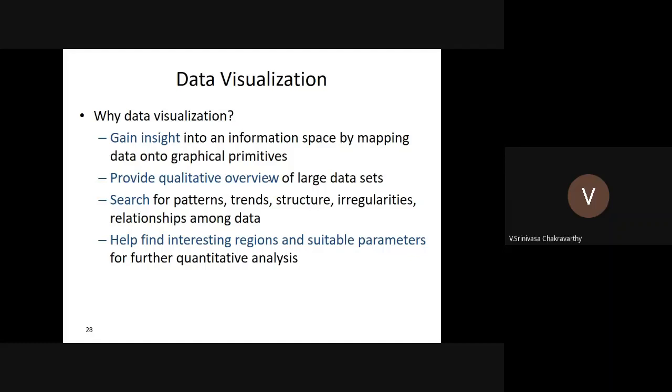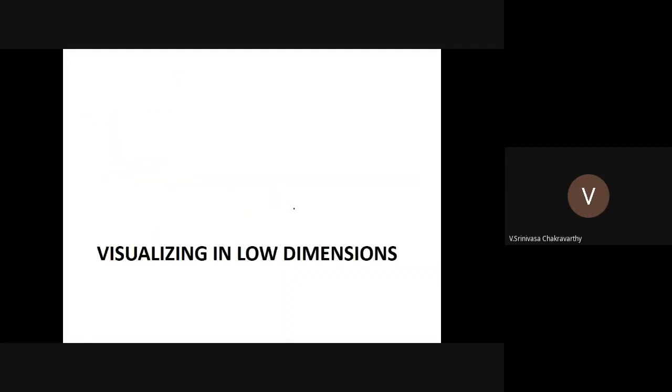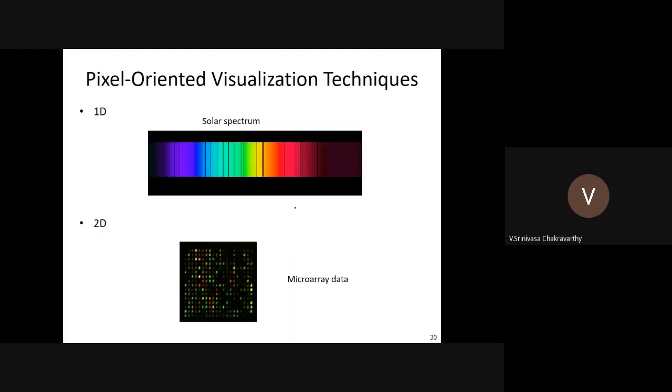Similarly for data, if the data is quite complex, good visualization can really give you an intuition into the nature of the data. So it gives a qualitative overview. You can search for patterns, trends, and so on, and you might find interesting regions and suitable parameters for further analysis. So I'll just take a look at these two examples and we'll stop here.